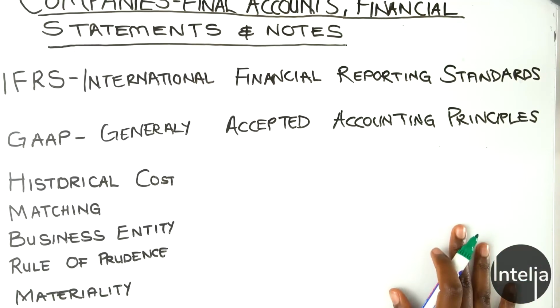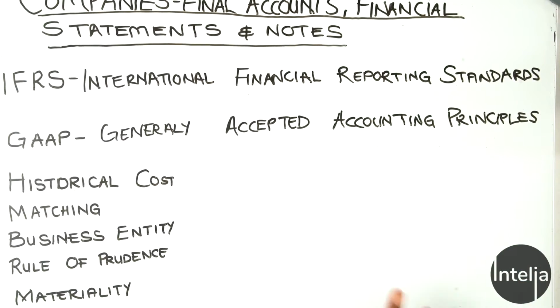The first thing is our final accounts. I hope you know that our final accounts are the trading account, the profit and loss account, and the appropriation account. When we talk about our financial statements, we talk about our balance sheet, which is also called the statement of financial position. Then we have the income statement, the cash flow statement, and the statement of shareholders' equity.